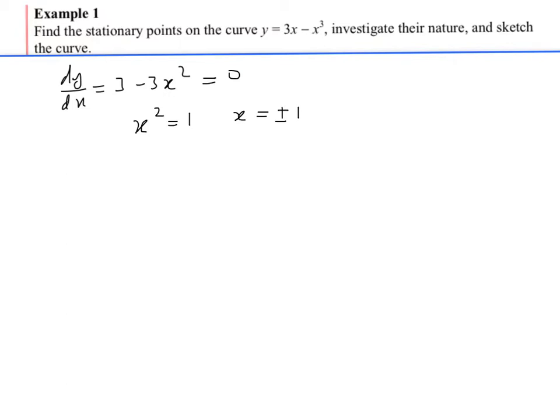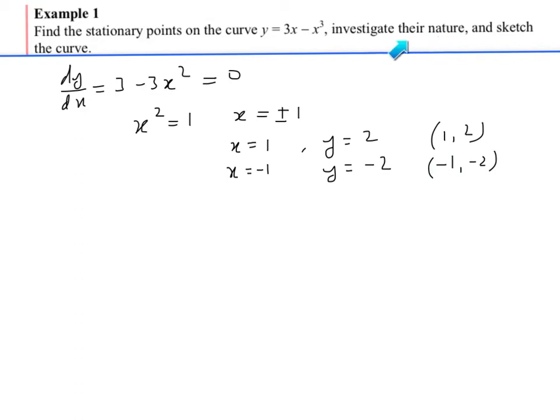If we substitute the corresponding x values back into our y, we should be able to get our y coordinates. So when x equals 1, y equals 3 take away 1, which is 2, so we've got the coordinate (1, 2). And then when x equals minus 1, y equals minus 3 minus minus 1, which is minus 3 plus 1, which gives us minus 2. So we've got (minus 1, minus 2). And so we've answered the first part of the question, which is about finding the stationary points on the curve.